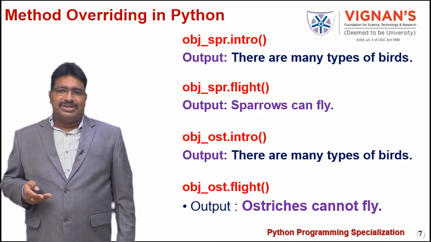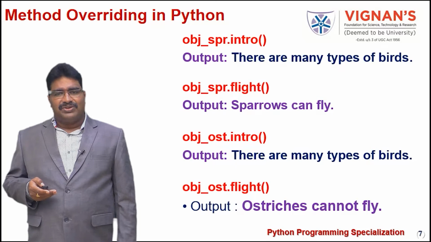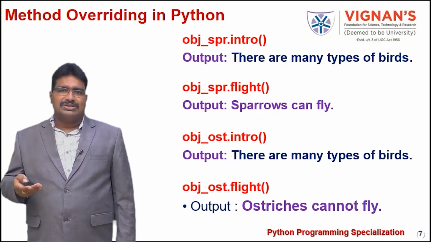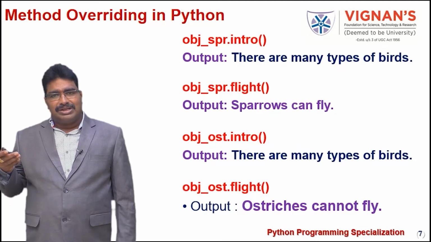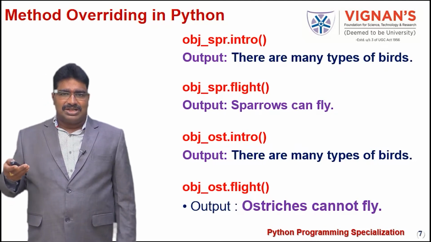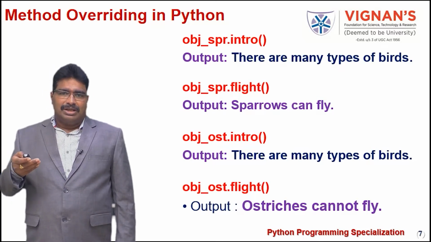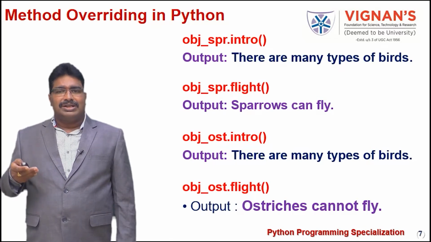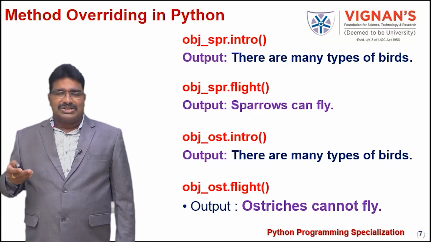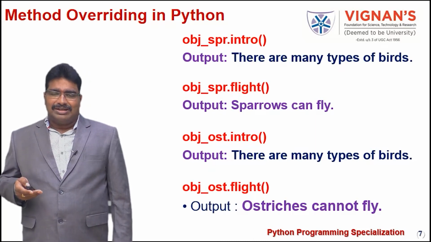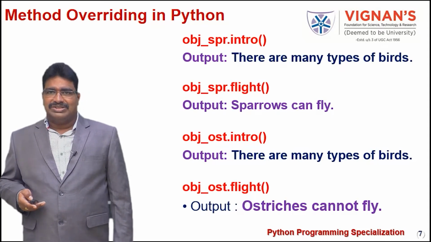So in that way, the flight function is defined using method overriding. If we call the flight function from the base class object, then automatically the flight function defined in the base class will be executed. And if we call the flight function from the derived class object, then automatically the derived class flight function will be displayed on the screen. I hope you clearly understand how method overriding can be implemented in the Python programming language.